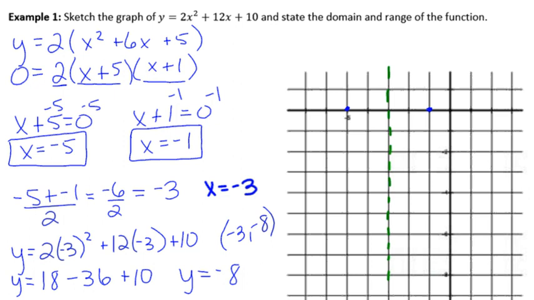So negative 3 going down, 1, 2, 3, 4, 5, 6, 7, 8. This is where my vertex would be. I know it's opening up because my a value at the start of the question is a positive, so my quadratic will be opening up.